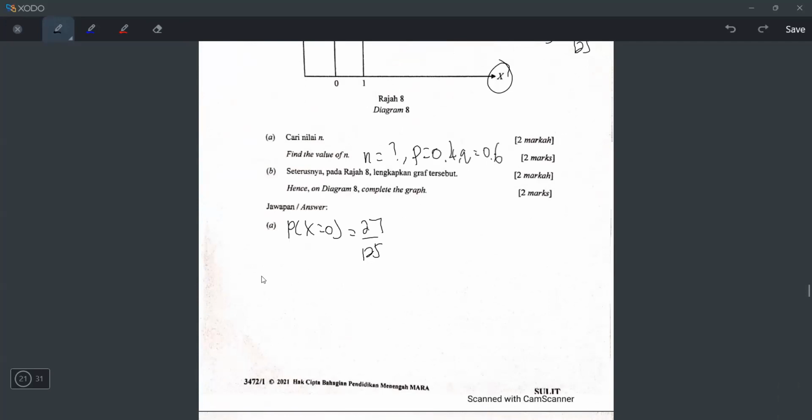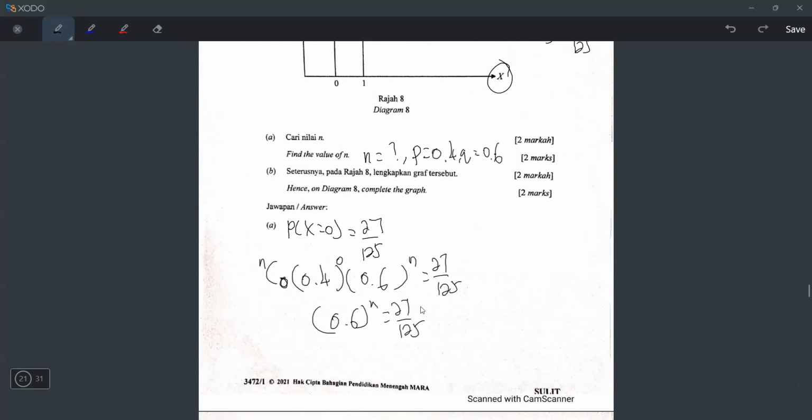So I will use my formula. For n, I don't know, just write n. nC0 times, here is my probability of success, 0.4 power 0, and here is 0.6, the power here will be n minus 0, equals 27 over 125. And C0 is 1. Actually, anything C0 is 1. So this one just cancels, 0.4 power 0 also cancels, so you are left with 0.6 power n equals 27 over 125.